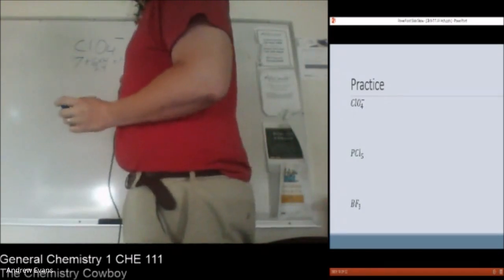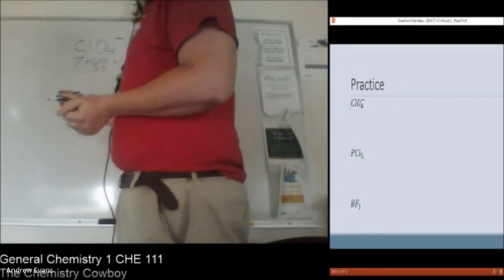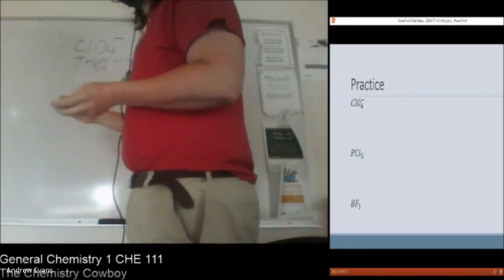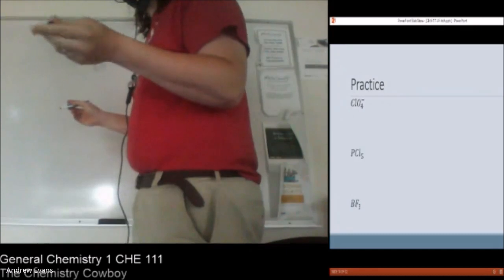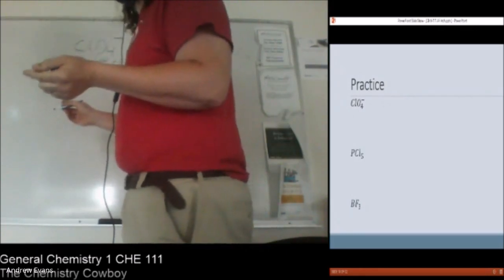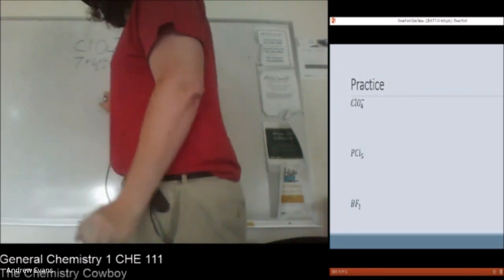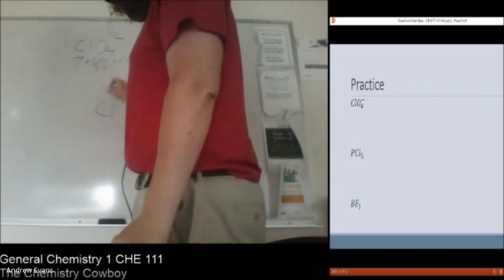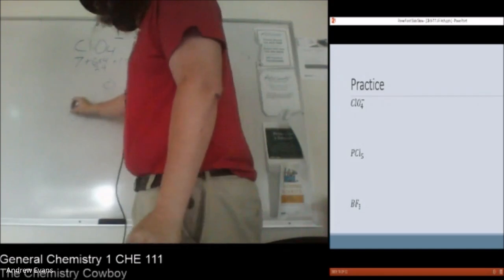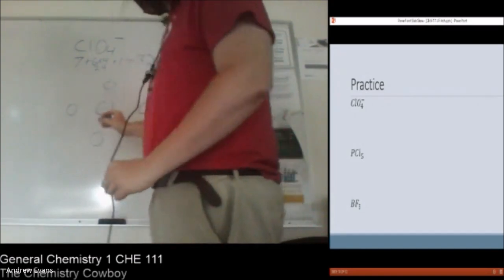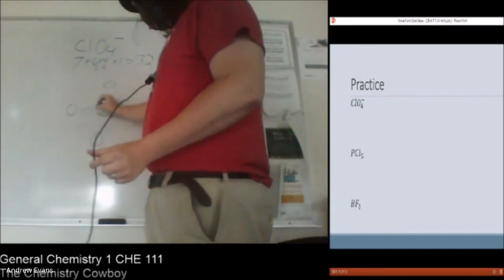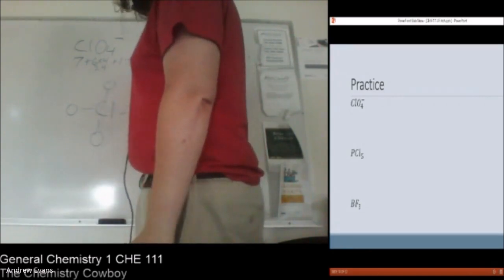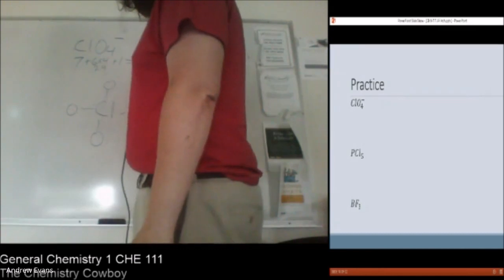Chlorine can make the most bonds. Chlorine is actually less electronegative than oxygen. And it just so happens that chlorine appears first in the chemical structure. So we're going to put chlorine in the center. We're going to put 4 oxygens around. Step 3, single bonds. That knocks out 8 of our electrons. We're down to 24.